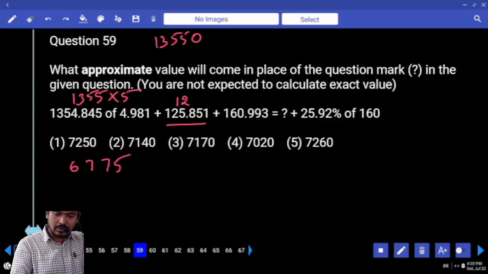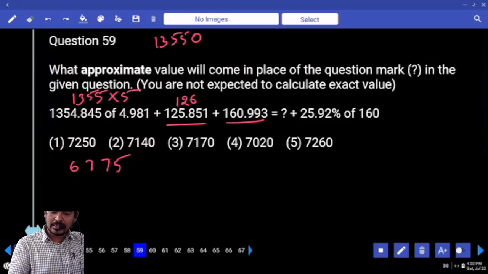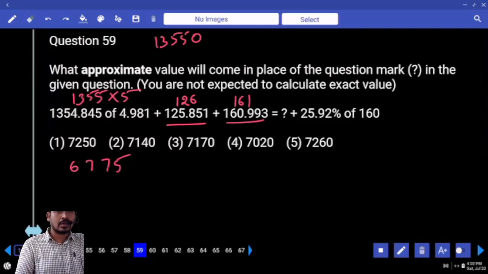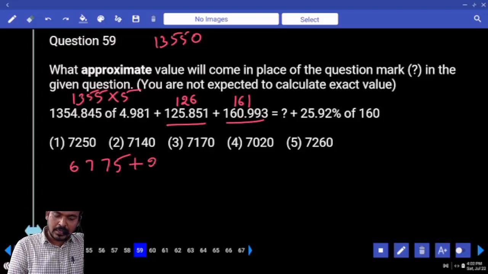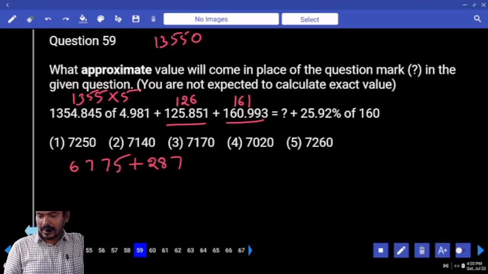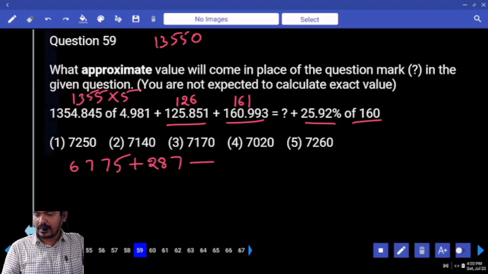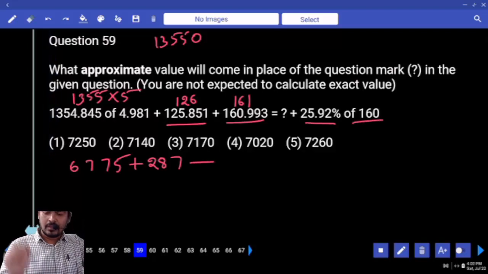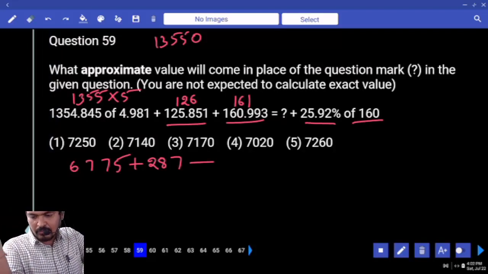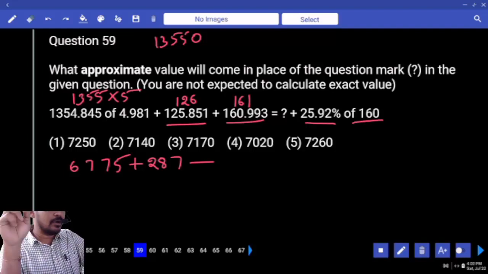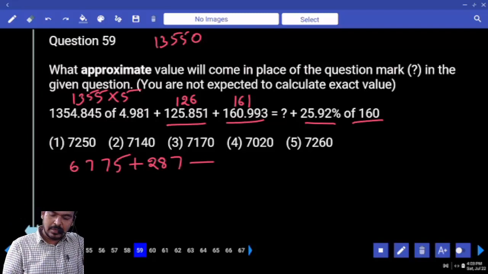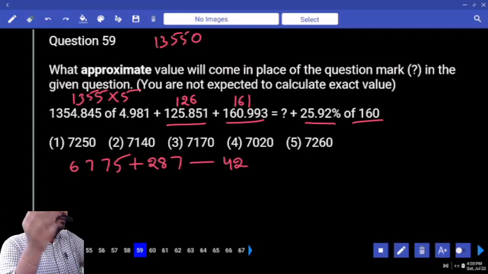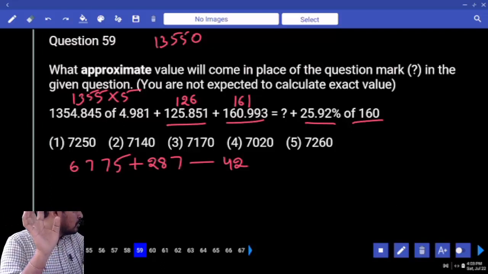126 plus 161, total it is 287 minus 26% of which one? 160. What is the 25%? 40. And again we require 1%. What is the 1% value? 1.6. Then we take 42. Actually we are getting 41.6. That one we write 42.